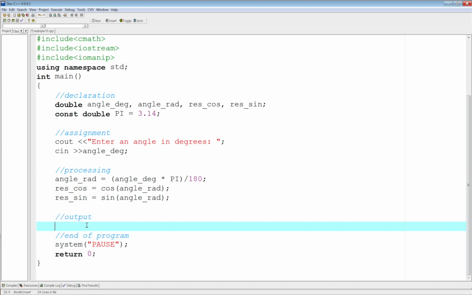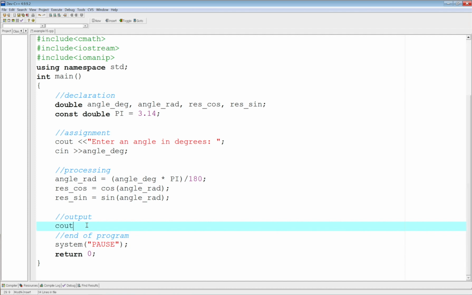The final accomplishment that you need to have is to actually display the result so the user can make a meaning out of this program. What was the purpose of having this application? It is to supply an angle in degrees, and it will give you the cosine and sine of that angle.